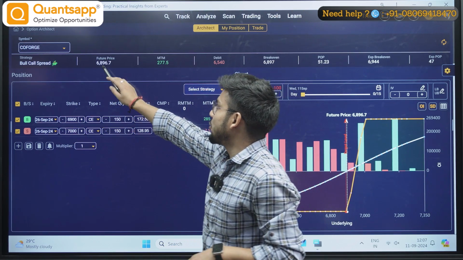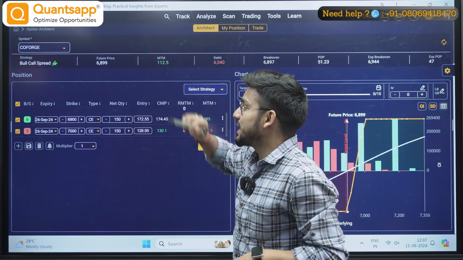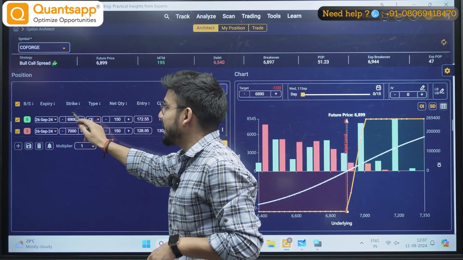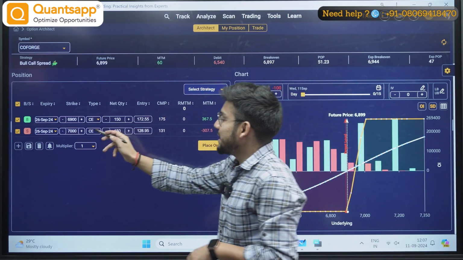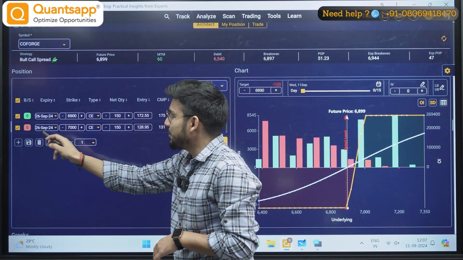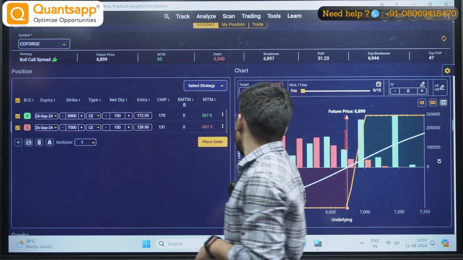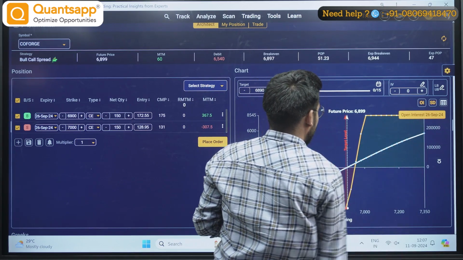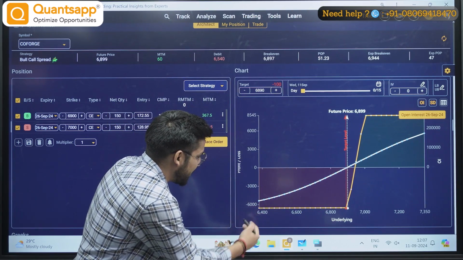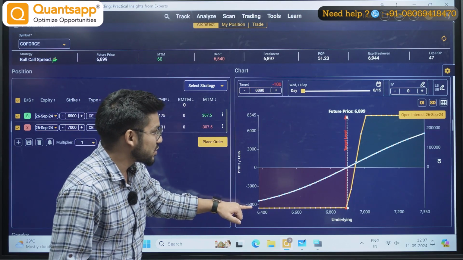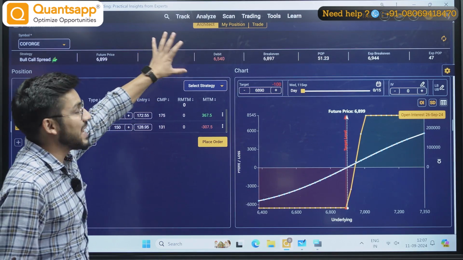The market is right now trading at 6,899, right? So I am buying the ATM price, that is 6,900, and it is trading at 175. In comparison to that, I am selling an OTM position, that is 7,000, and it is of less premium. So you can see here, now I have limited my risk. The maximum risk I'll bear will be 6,000, but the maximum profit will be 8,545. Right? So this is a debit strategy.